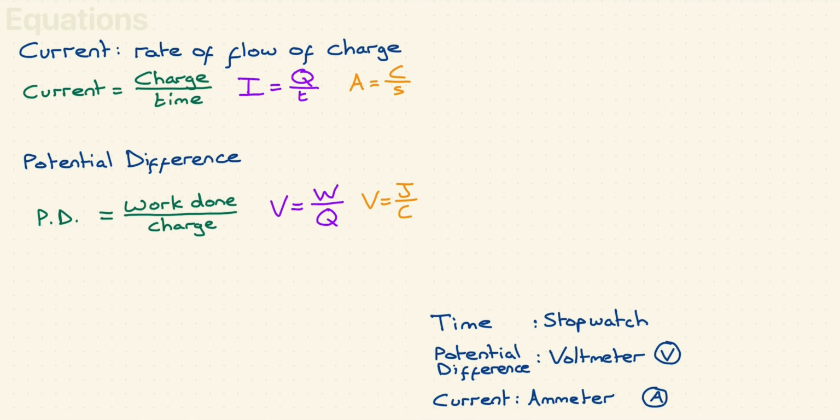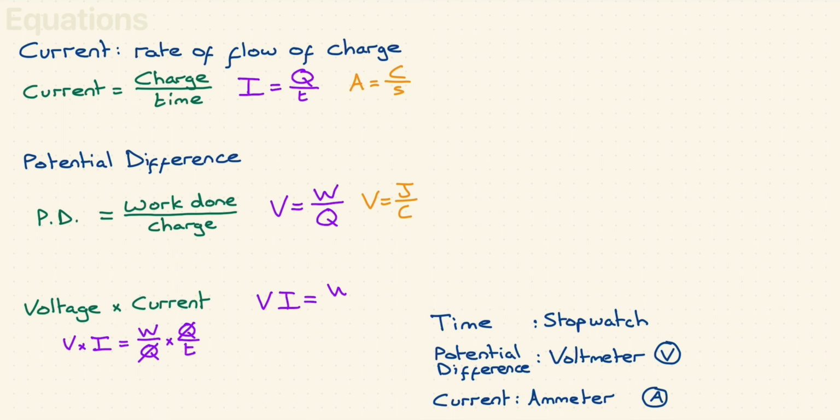Firstly, we could multiply them. So, voltage times current, V times I. That's going to give us V times I equals W over Q multiplied by Q over T. And the Q's cancel out, leaving us with V times I equals W over T. Work done per unit time is called power, so PD times current is equal to power.